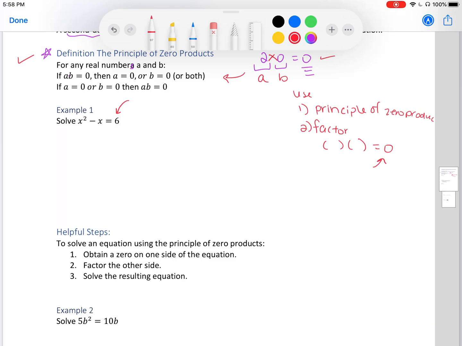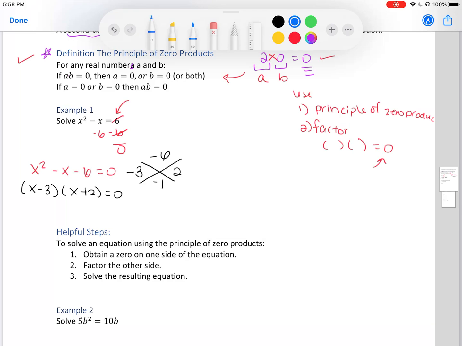To make it a 0, let's go ahead and subtract 6 from both sides. 6 minus 6 is 0. We're left with x squared minus x minus 6 is equal to 0. Okay, so if we wish to use our principle of zero products, then I need to create two products. So can we factor this? Let's see. Are there numbers that multiply to be negative 6 and add to be negative 1? Yeah, 3 and 2. I can make the 3 a negative, so that 3 times 2 is negative 6, and negative 3 plus 2 is negative 1. So this factors to be x minus 3 and x plus 2 equals 0.